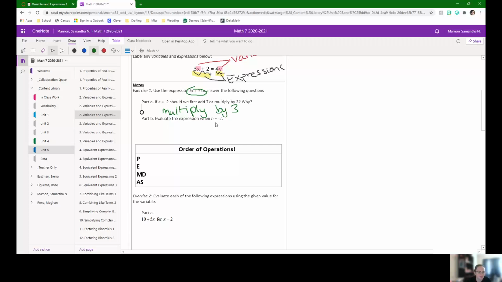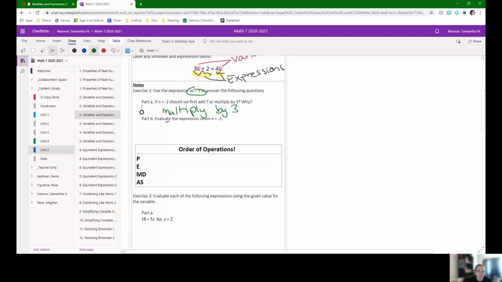And now it wants us to evaluate the expression when n equals -2. This is what we're going to be doing a lot today: we have some variable, a letter, a mystery number, and we're going to be given a number to try for it. And we have to evaluate the expression. We have to see what value that expression has when the variable is that number.